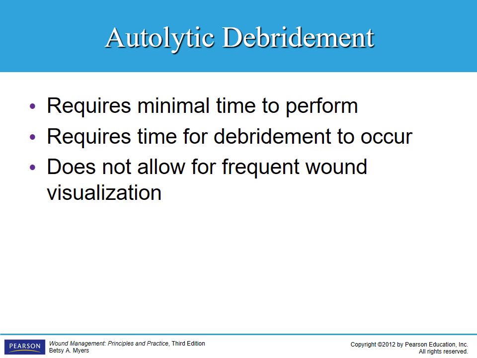It requires minimal time to perform, but it does require time for the debridement to occur. So autolytic debridement is not a rapid thing. When we talked about sharp debridement, we talked about it being the fastest form because you get in there, you take out that devitalized tissue, you cut it off, and you throw it away, and you're done. With autolytic debridement, it takes weeks to fully debride a wound. But again, it's more selective because the body's only debriding off devitalized tissue.